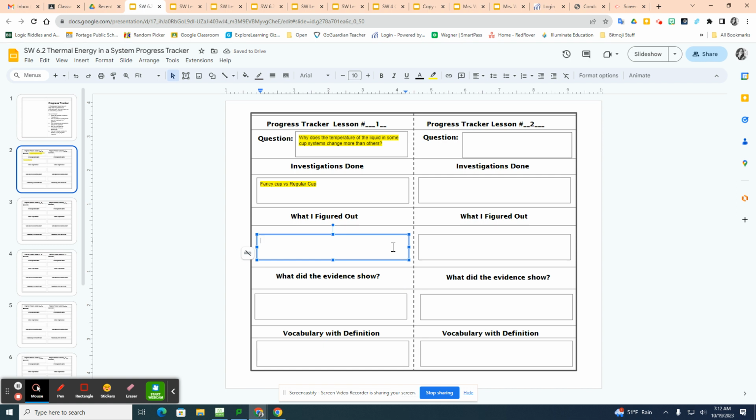That would be what was the result of that investigation. We found out overall, was not in every class, but most classes, and then the average even kind of showed this, that the fancy cup kept the water inside colder longer than the regular cup. Okay. And what did the evidence show?